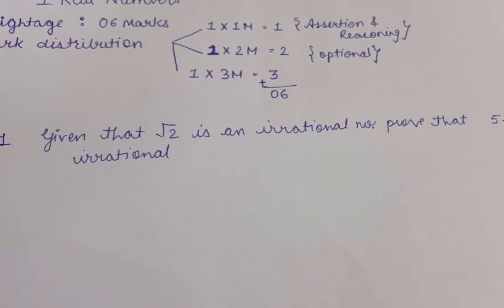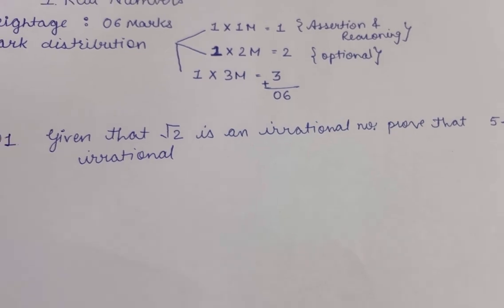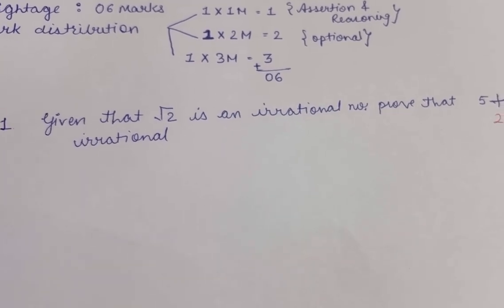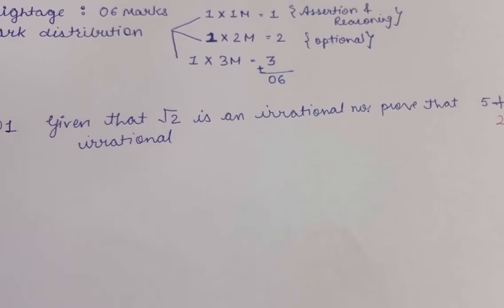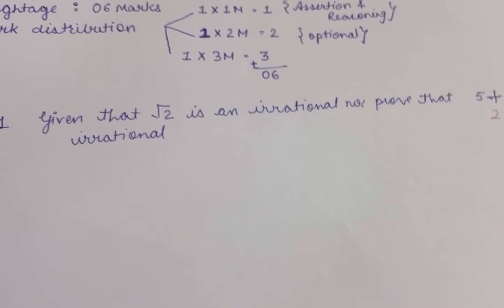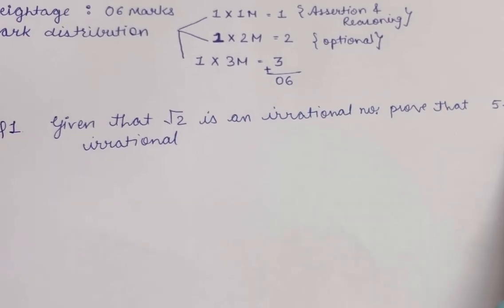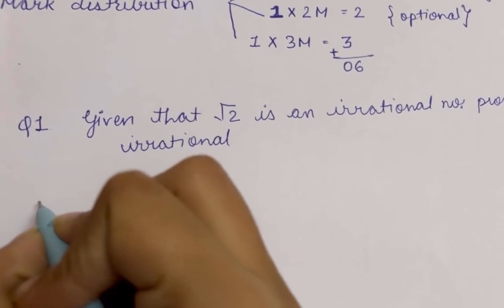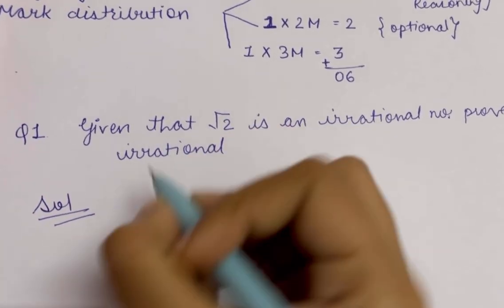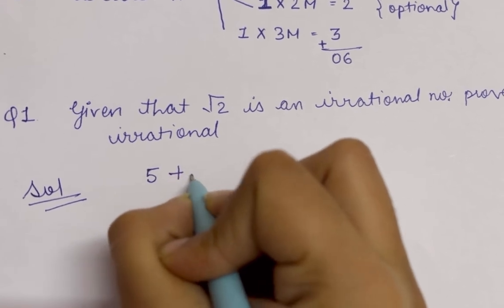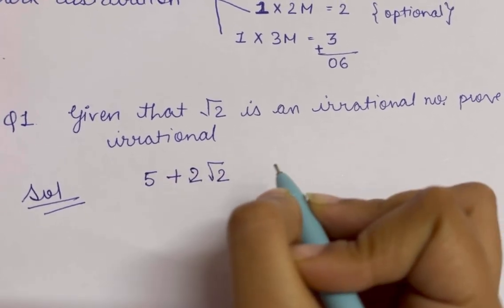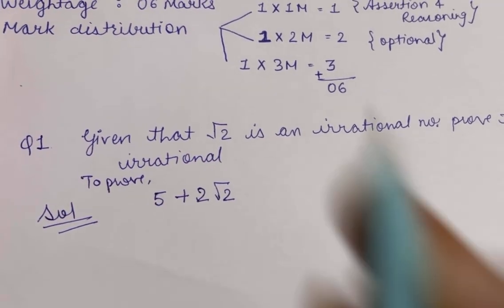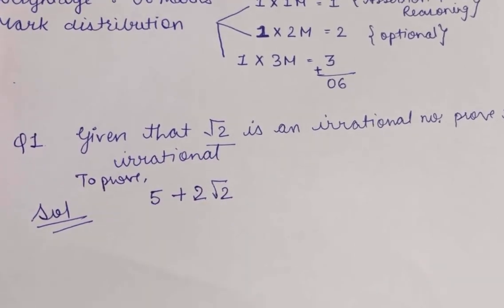Our first question is a PYQ from the CBSE paper of 2018, which is a 2 marker question, and it is given that if root 2 is an irrational number, we need to prove that 5 plus root 2 is an irrational number. So as I've mentioned, we will be first covering the proof questions. So let's solve it. We need to prove these values, and it is already given that root 2 is an irrational number.